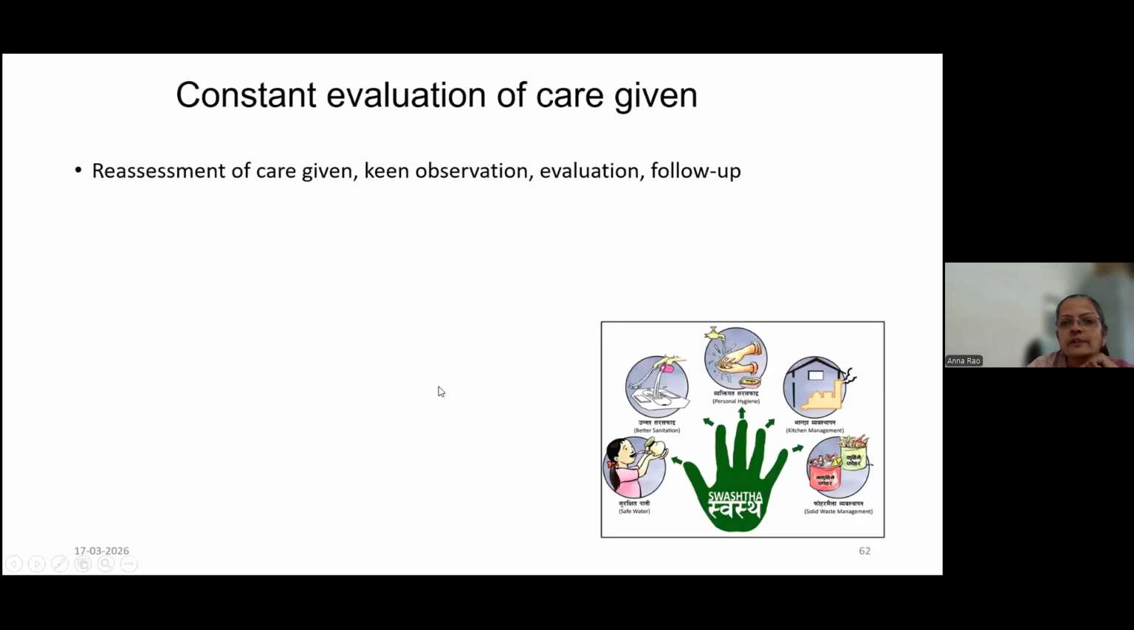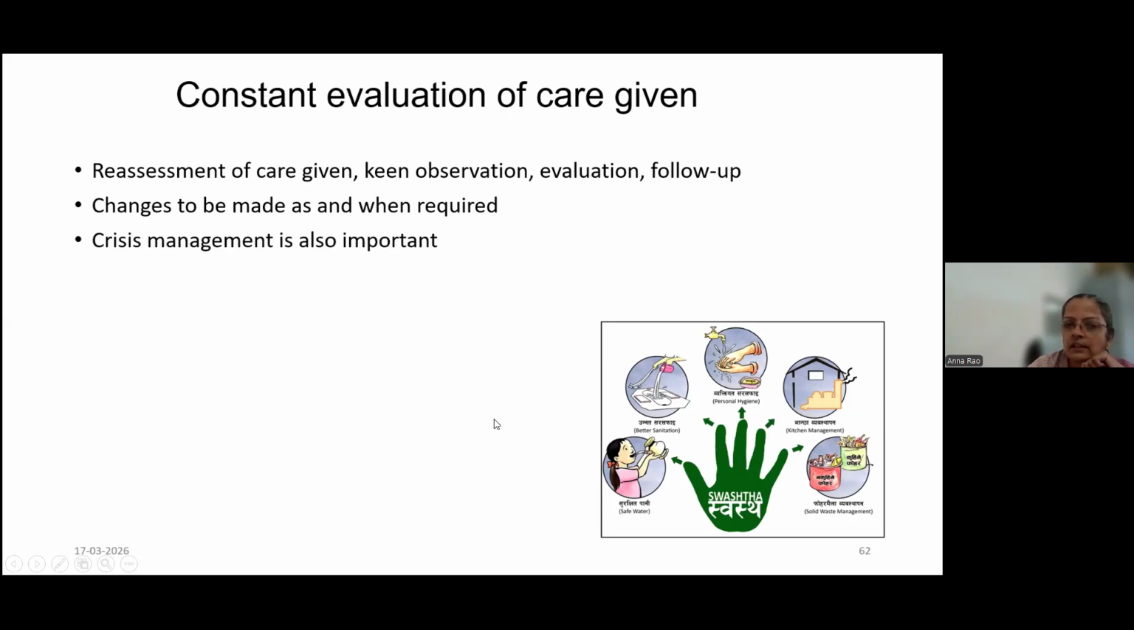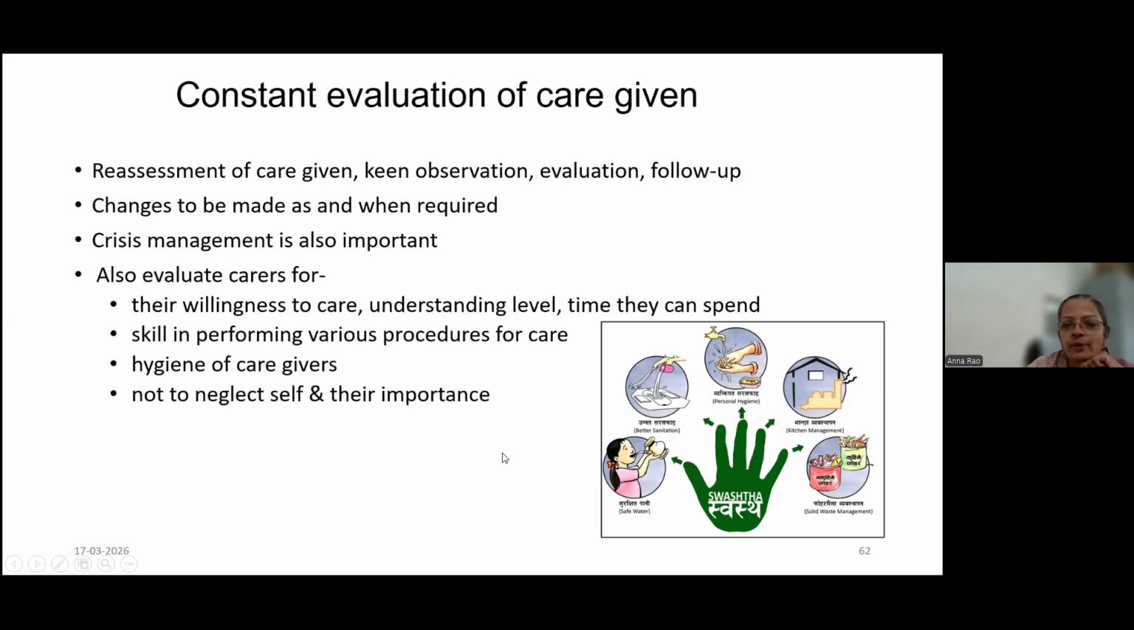Constant evaluation of the care that is given, right? Documentation is very, very important, whether the patient is at home or whether he is in the hospital, right? Keen observation from the point of view of nurses. And when we are training students, we have to tell them where they need keen observation, because that is the thing that develops slowly, right?